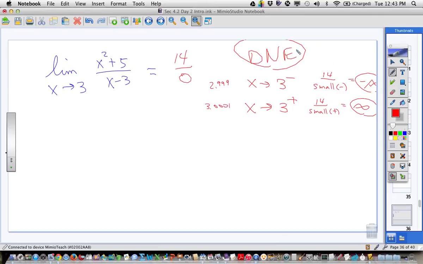So those two pieces of information along with does not exist is what you want to have. Okay? So expect something like that on the quiz. All right, that's a vertical asymptote situation. Vertical asymptote at 3. On the left, it's going down. On the right, it's going up. That's what's happening.